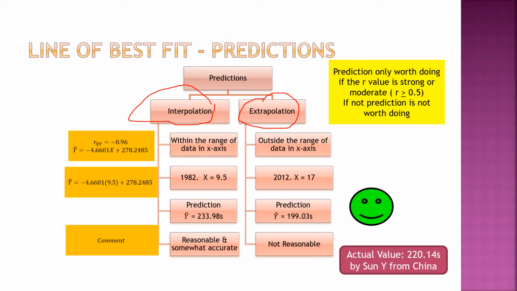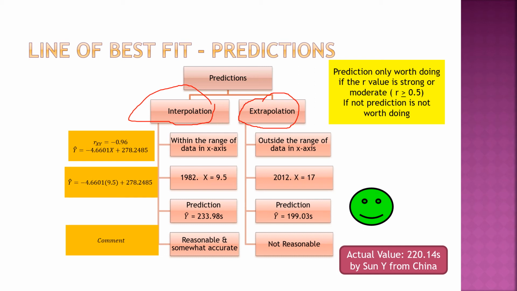Why interpolation? Your X is from 1 to 13, right? So 9.5 is within the range. So you put 9.5 into the equation, you will get 233.98. This is your predicted value: when X is 9.5, Y is predicted to be 233.98 seconds. Okay, and the comment for this will be reasonable and somewhat accurate. This is standard. Normally they will ask you to predict. After predicting, comment on the accuracy of the prediction. This is what I want to see you answer. Reasonable and somewhat accurate when it is interpolation.